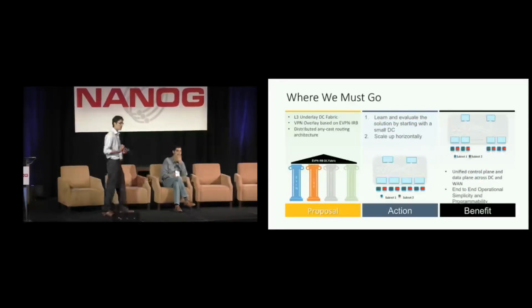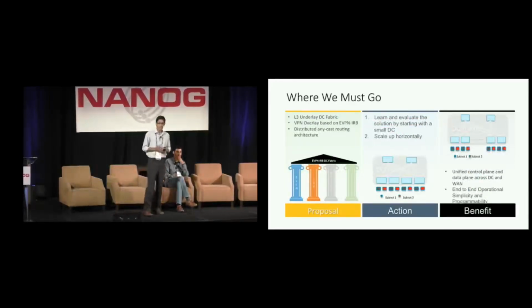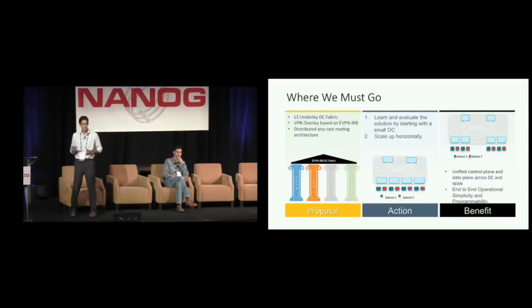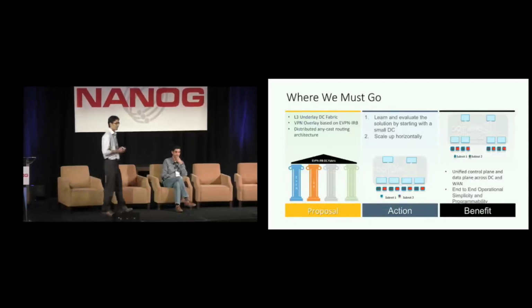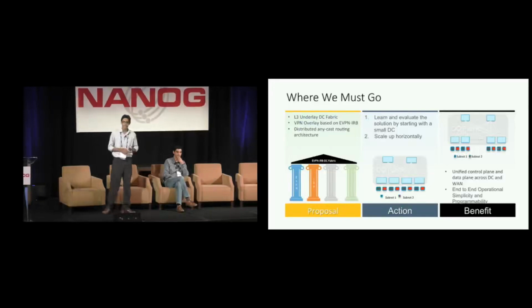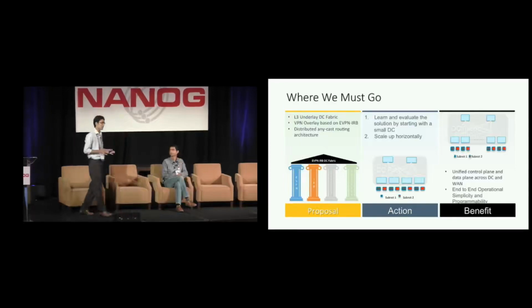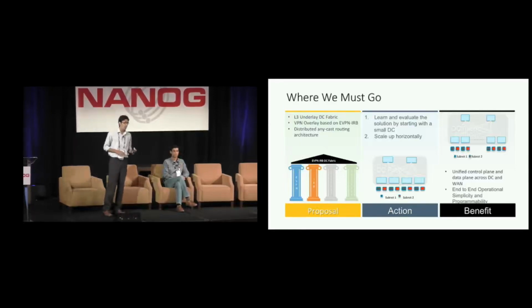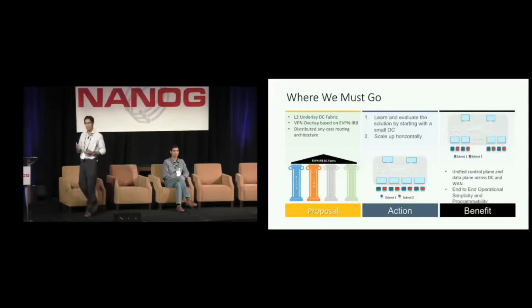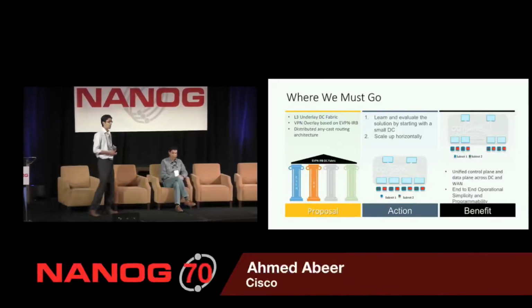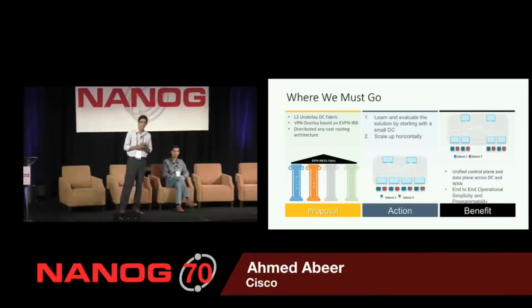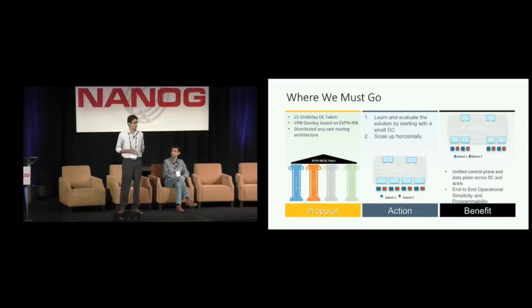So the solution which we are going to present today is a data center architecture based on a layer 3 routed fabric underlay combined with layer 2, layer 3 VPN based on EVPN IRB control plane and distributed routing architecture. I hope by the end of this presentation, we will generate enough interest in you that you will take the next step and learn more about this technology. In fact, try this solution and perhaps start a small data center and extend horizontally as your demand grows.